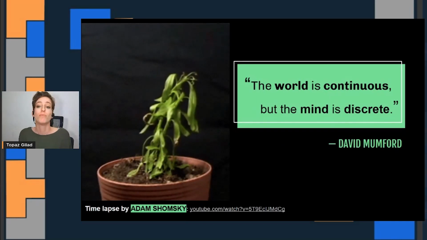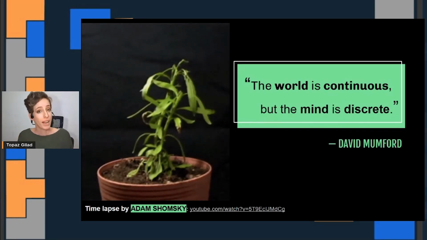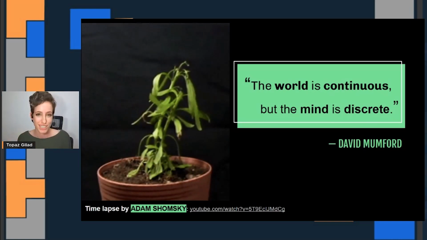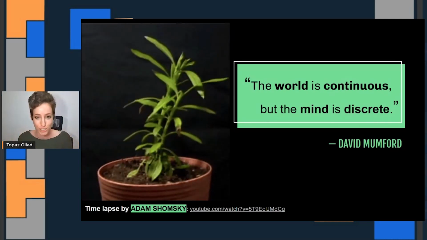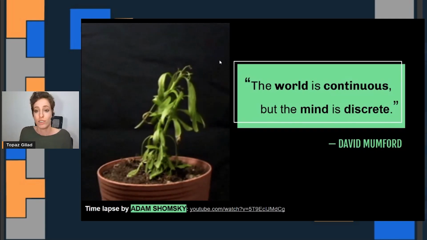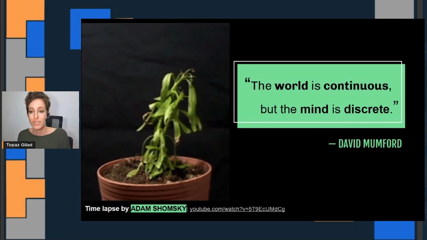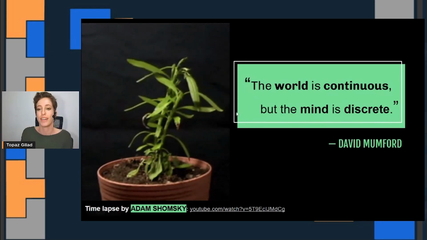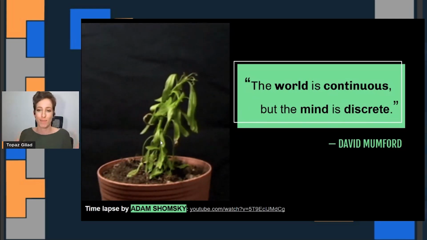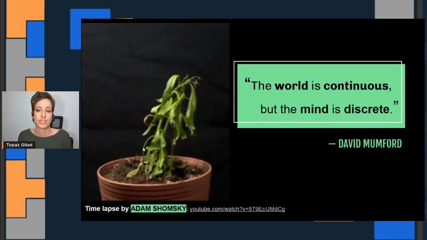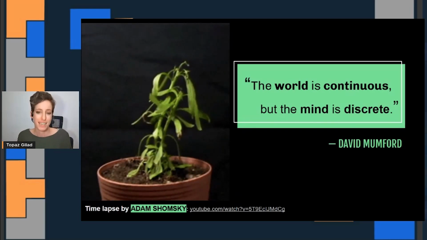So far, we talked about discrete categories, ordered, but yet discrete. But the world is continuous. It's just our mind that is discrete. So we used earlier the example of the plant experiencing stages of stress. You can see now that those images were taken from a great time-lapse video created by Adam Chomsky. He filmed that process over 5 days.